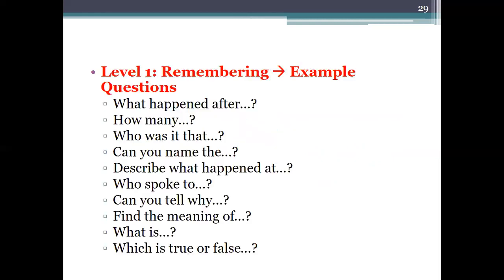Example questions for remembering: what happened after, how many, who was it that, can you name the, describe what happened at, who spoke to, can you tell why, find the meaning of, what is, and what is true or false. If we look at these questions, all of them are just recalling the previous facts and knowledge the students have in their brain. If they do not know the fact, they will be unable to answer these questions. But if they know them, then they will move to the next level, which is understanding, or comprehension in the old version.